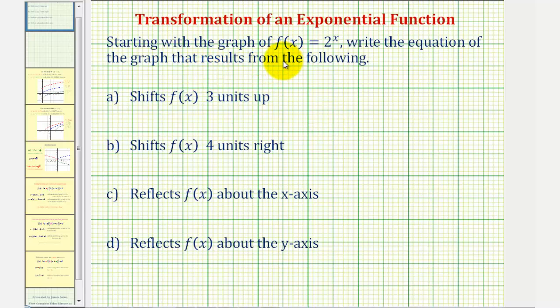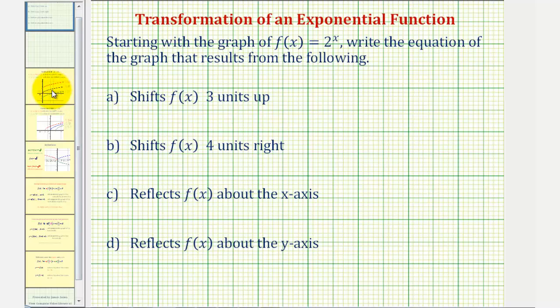Starting with the graph of f of x equals 2 raised to the power of x, we want to write the equation of the graph that results from the following. Part A shifts f of x 3 units up, B shifts f of x 4 units right, C reflects f of x about the x-axis, and D reflects f of x about the y-axis.